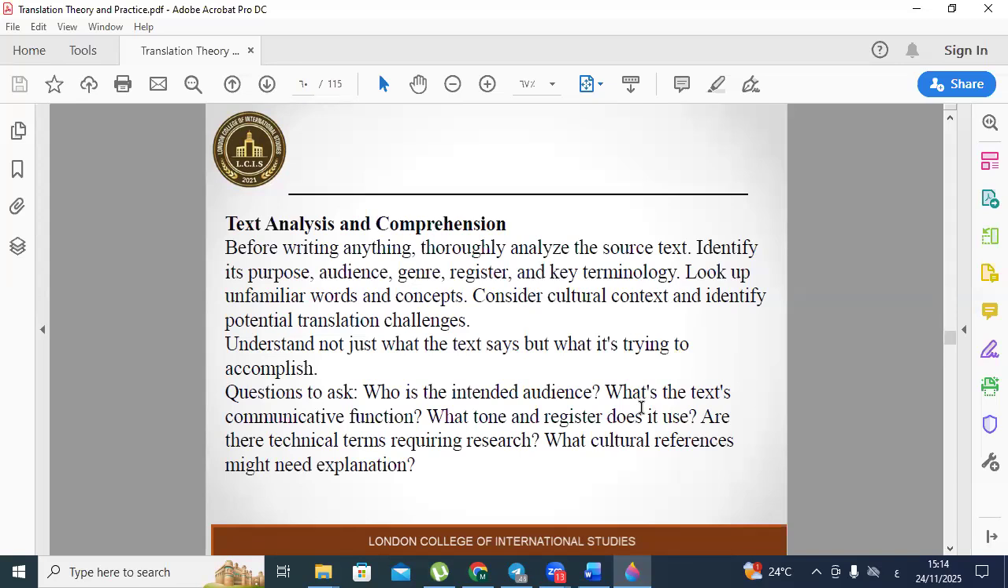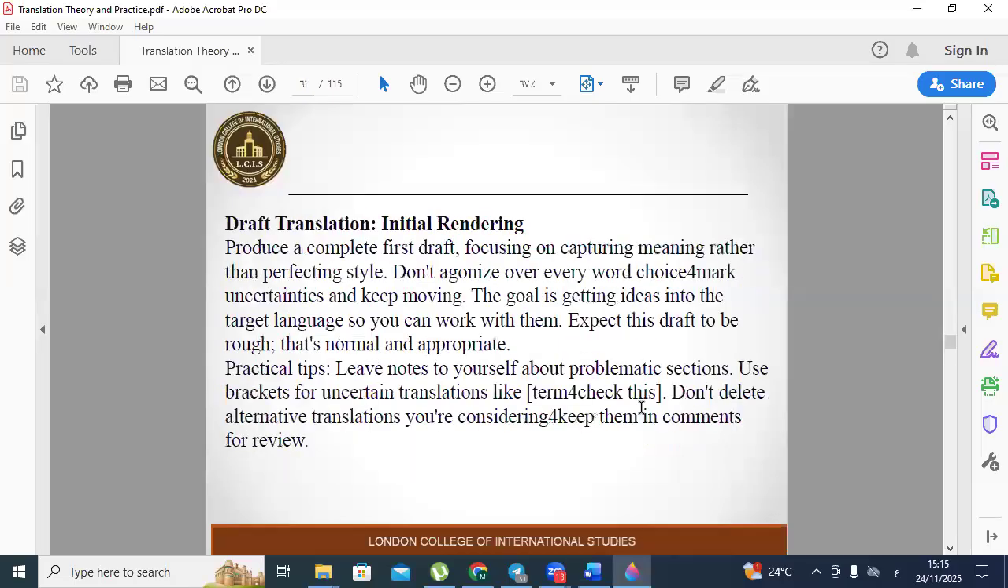Questions to ask: Who is the intended audience? What is the text's communicative function? What tone and register does it use? Are there technical terms requiring research? What cultural references might need explanation?